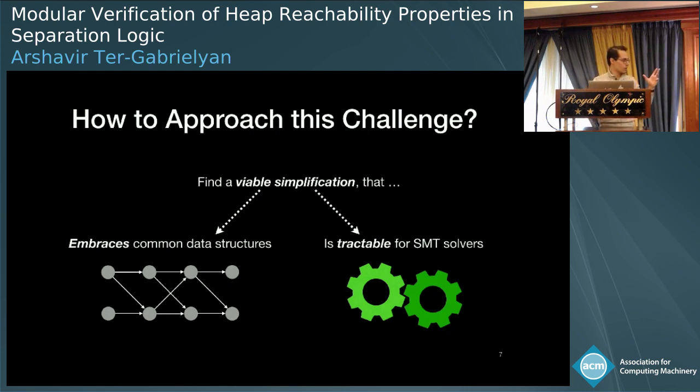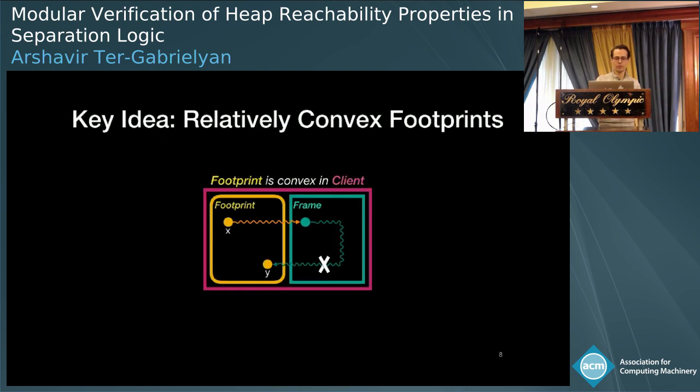Okay, we have identified the simplification that satisfies these criteria. We call it relatively convex footprints. Intuitively, a footprint is relatively convex if, while walking along paths that exit this footprint, one cannot come back into it.